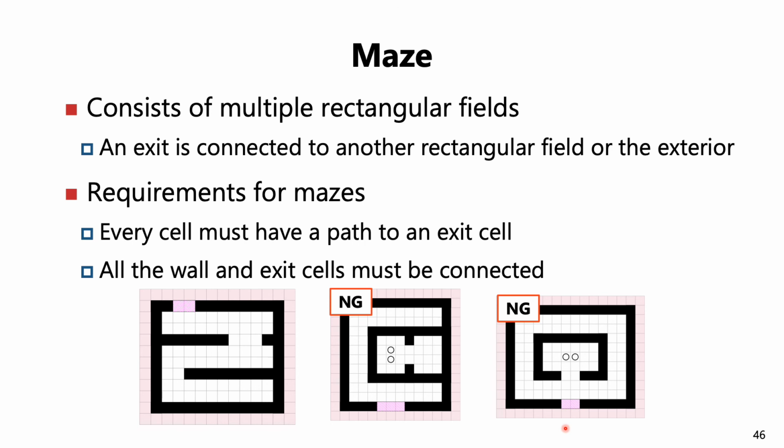And these are mazes that don't satisfy these requirements. This does not satisfy the first one, because these cells don't have a path to an exit. And this doesn't satisfy the second one, because wall cells are not connected in this field.